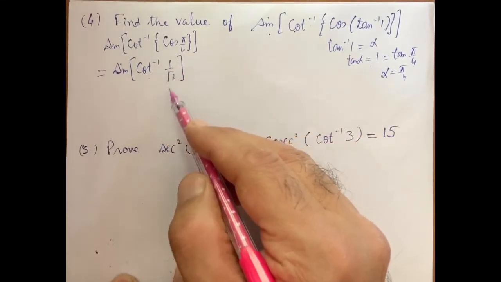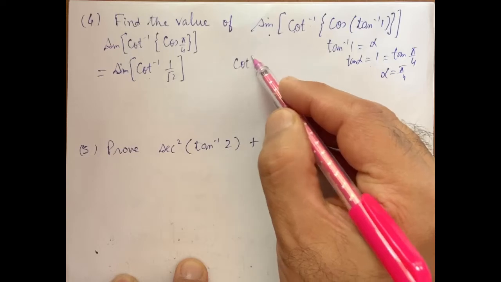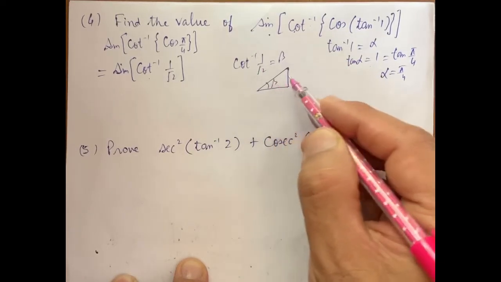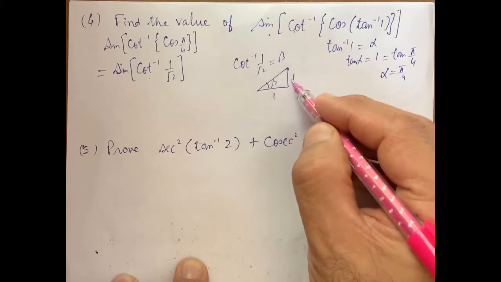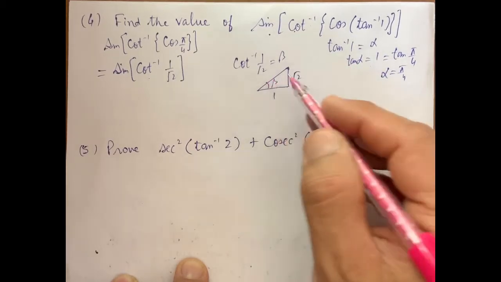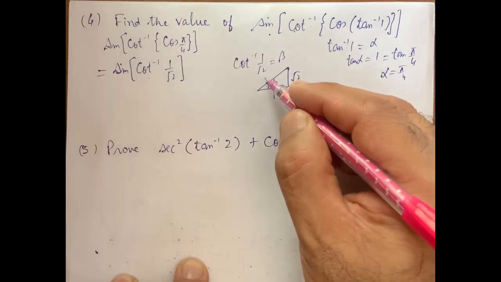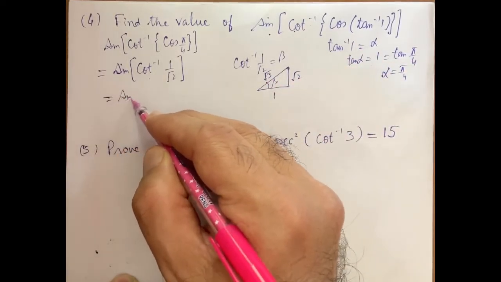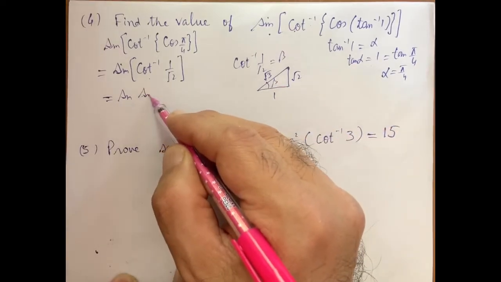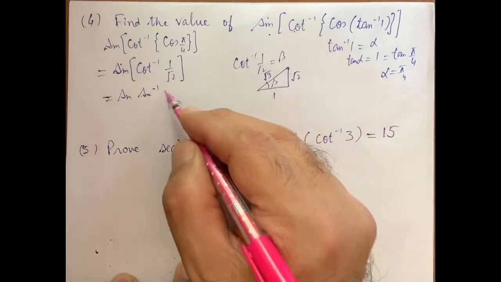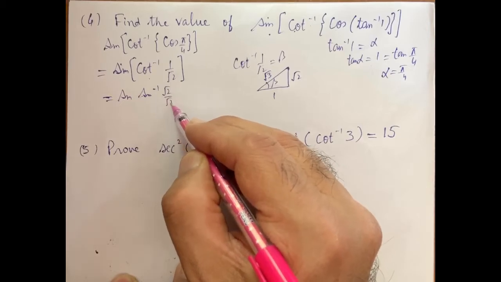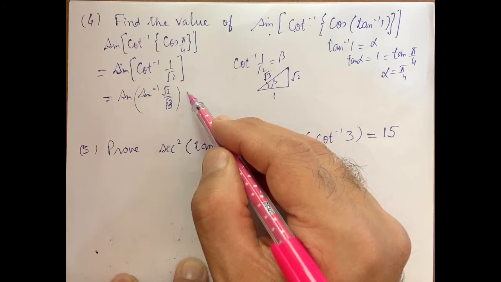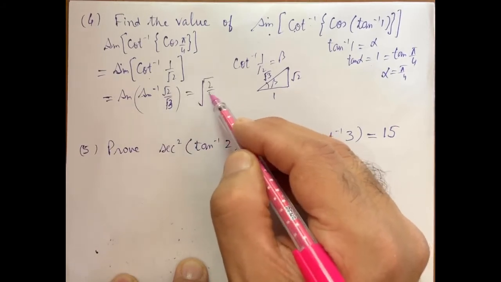Next, cot inverse of 1 by root 2 is, let's say, angle beta. This means cot beta is 1 by root 2. So the third side will be root of 1 square plus root 2 square, root 3. So this is sine of, now this can be written as sine inverse of root 2 upon root 3. Sine and sine inverse will cancel out. So this is root of 2 by 3.